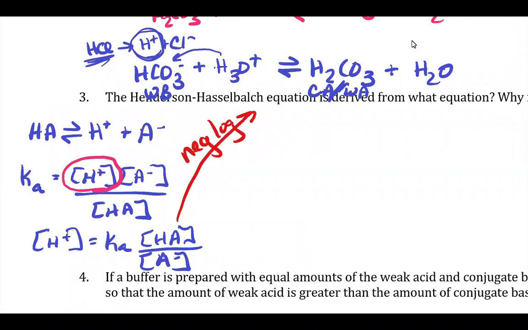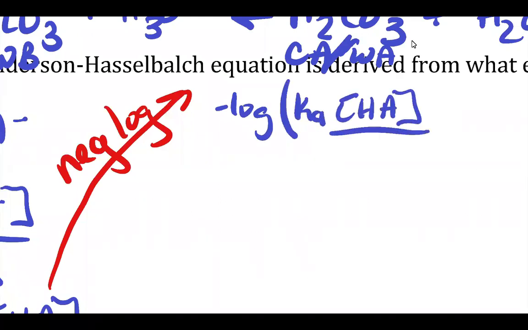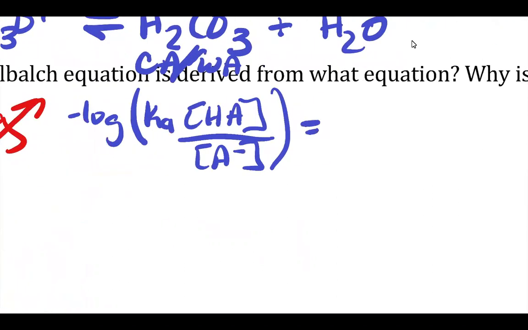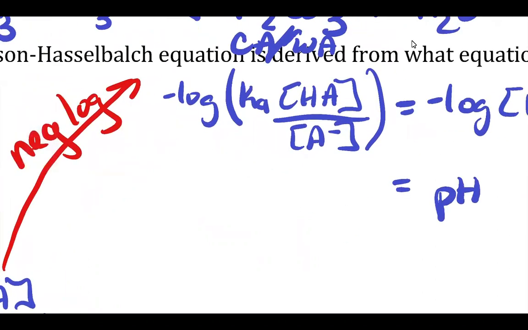Because Henderson-Hasselbalch, remember, has that pKa. So where did that pK come from? It came from doing the negative log. So that's what I'm going to do to that equation. I'm going to take the negative log of Ka times HA over A minus, close parentheses, equal, and I have to do it to both sides, negative log of H plus. What is negative log of H plus? That's pH. Now you have to distribute within here.